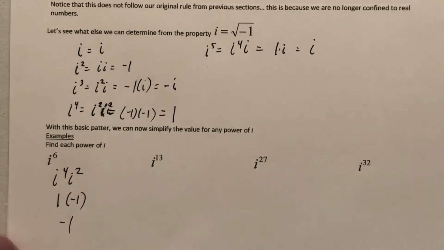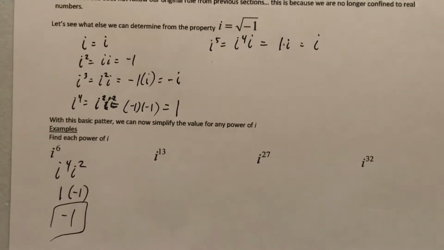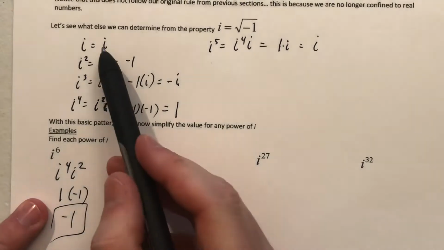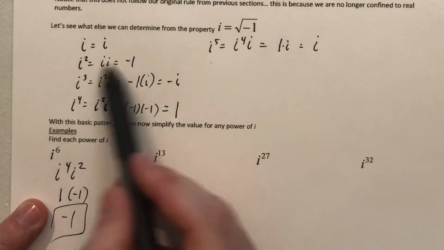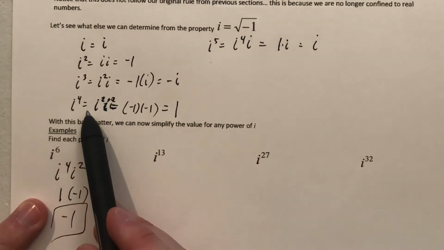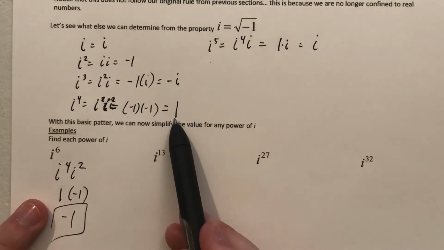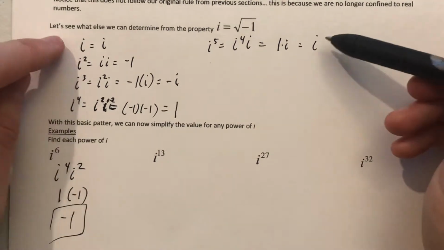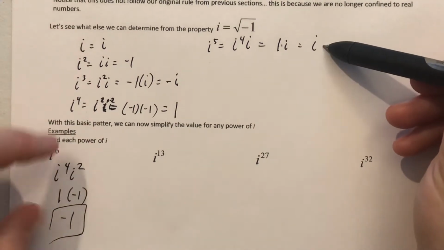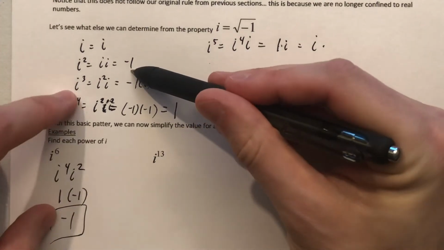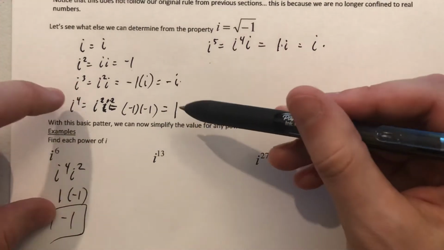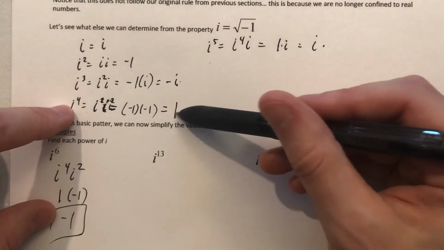And so that would result in the value of just -1. But notice that's the same as just going to the i squared row of this 4-row pattern: i, -1, -i, 1. And then it would start over with i to the 5th is i, i to the 6th is -1, i to the 7th is -i, and i to the 8th would be 1.